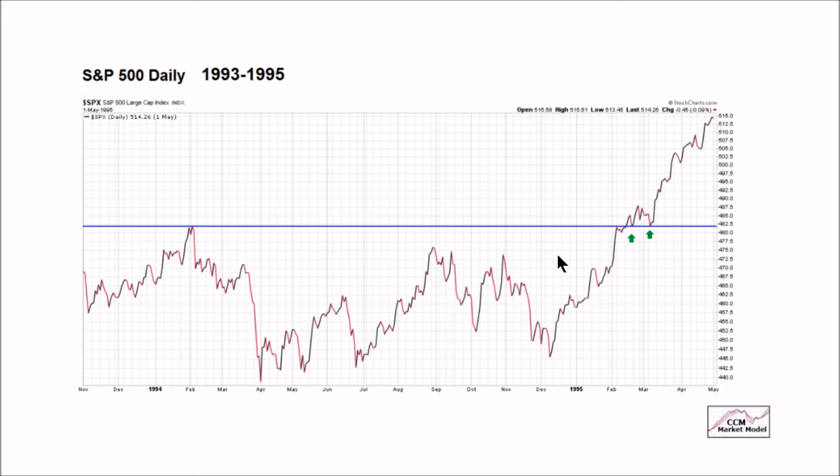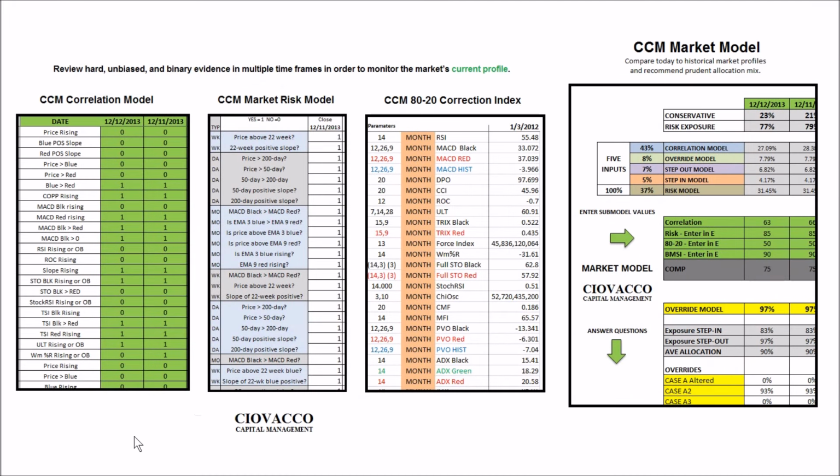A passing grade on a retest means that you come back and test the breakout level and then start to move higher again. How do we track all of this and convert it into a usable and actionable format in a reasonable amount of time? The submodels, we answer binary questions, some of them manually done, some of them programmed in Excel, and we also enter in unbiased and hard data. The submodels allow us to get a handle on the market's current profile, and the master CCM market model then looks at the current profile, compares it to past profiles, and recommends a prudent allocation between risk assets such as stocks and conservative assets such as bonds. Conservative assets can consist of cash, bonds, currencies, or any number of investment options.